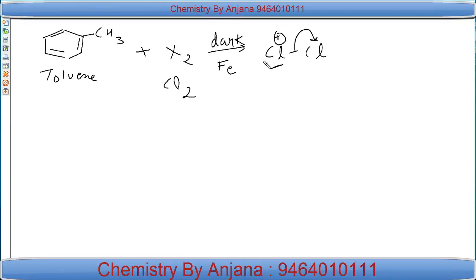ये Cl जो एज इलेक्ट्रोफाइल जनरेट हुआ, that will further participate in this reaction and this will attack toluene. ये Cl पॉजिटिव इस मॉलिक्यूल toluene को अटैक करेगा और यहाँ के हाइड्रोजन्स को सब्सटीट्यूट करेगा. कौन से हाइड्रोजन्स को?